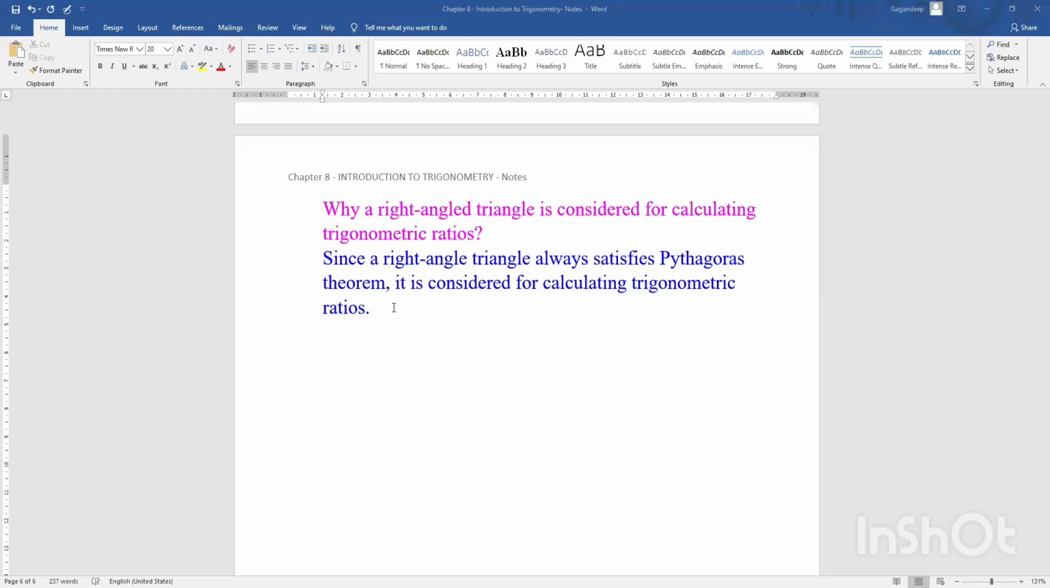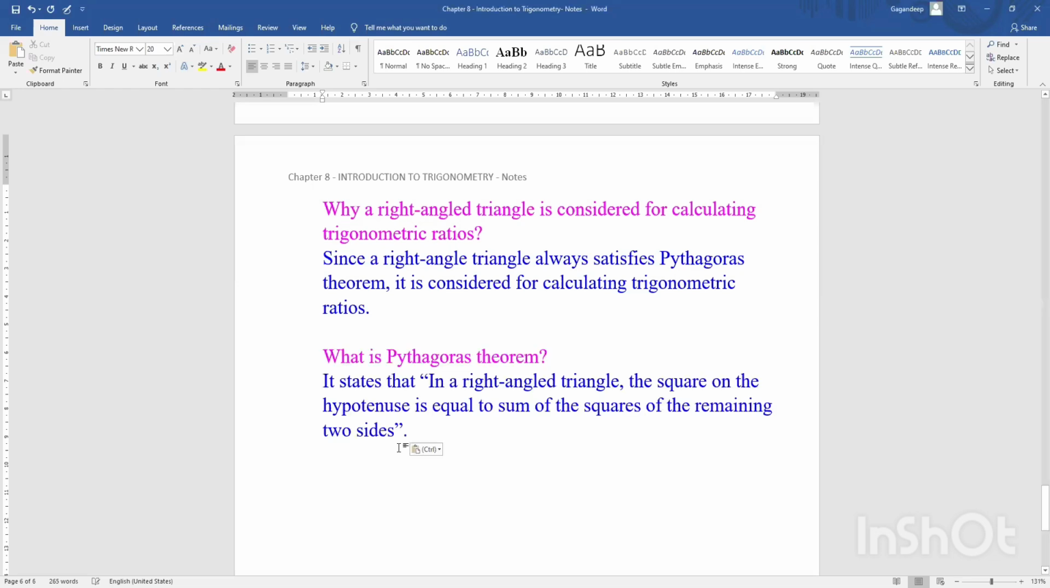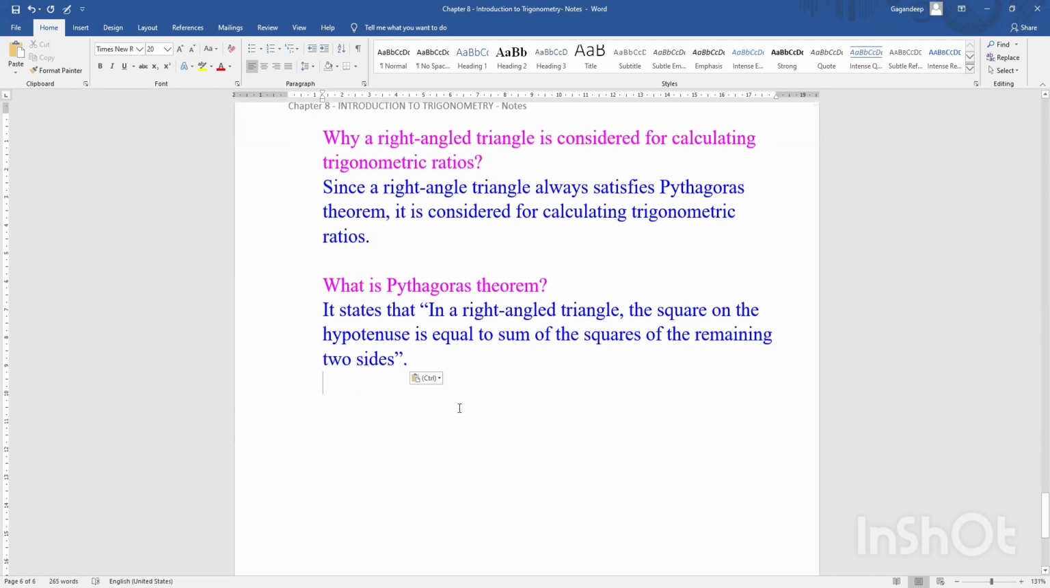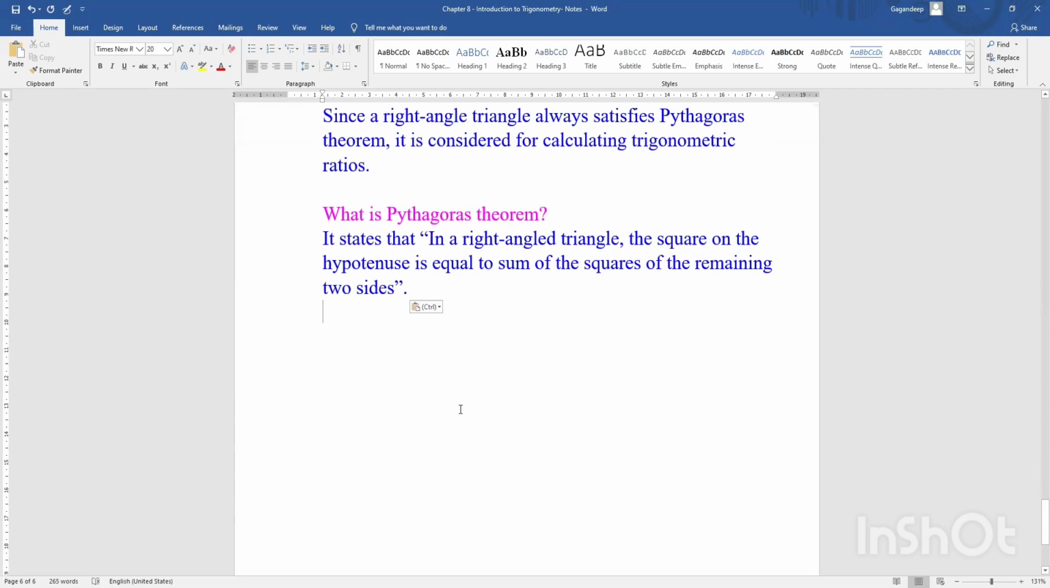Okay. So what is the Pythagoras theorem first of all? You have learned about it in your previous classes, but I want to brush that up. So what is the Pythagoras theorem? It states that in a right angle triangle, the square on the hypotenuse is equal to the sum of the squares of the remaining two sides. Okay. Now what do you mean by that? Let me take one figure for this and try to explain to you.